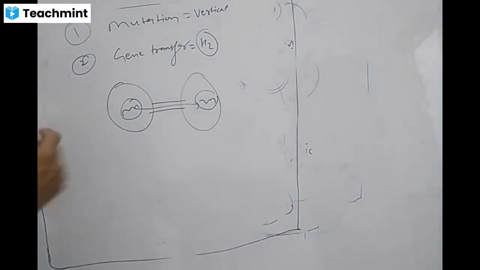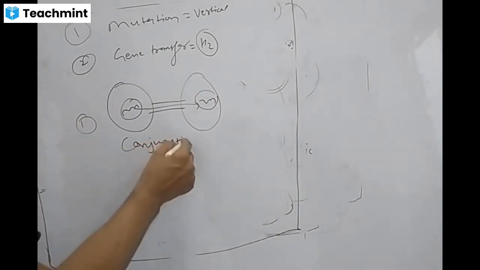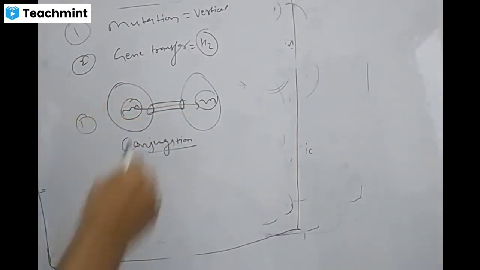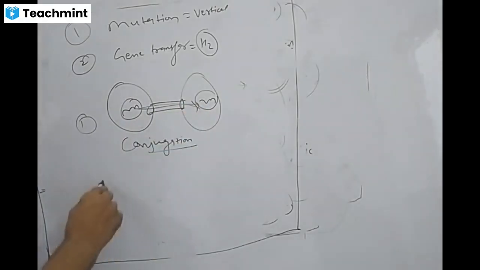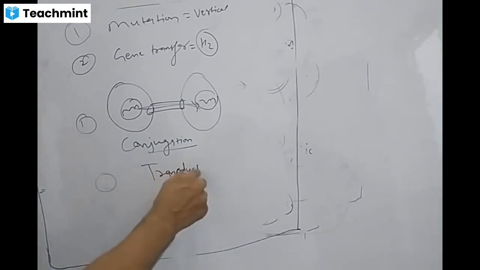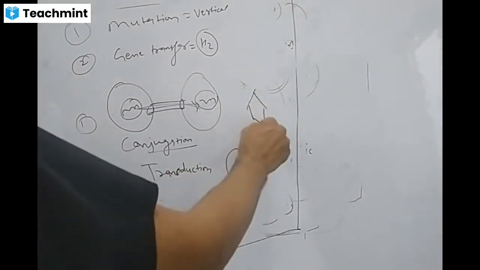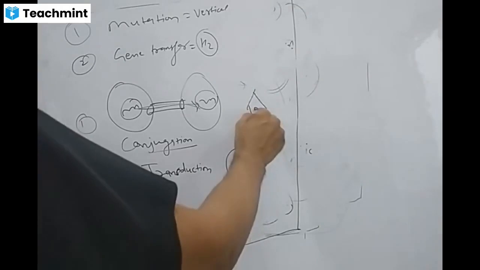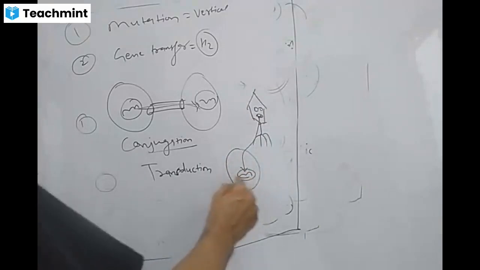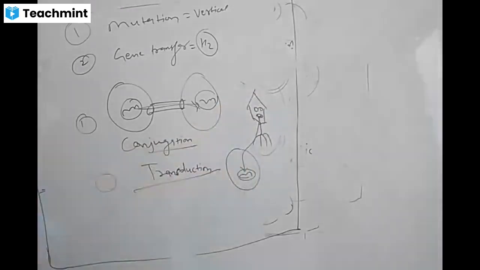The first and most important method is conjugation. One conjugation tube is formed between the bacteria and the material is transferred. Second is transduction. This is the method where, in this case, the bacteriophage carries the gene and transfers that resistance gene. So this is transduction via phage.